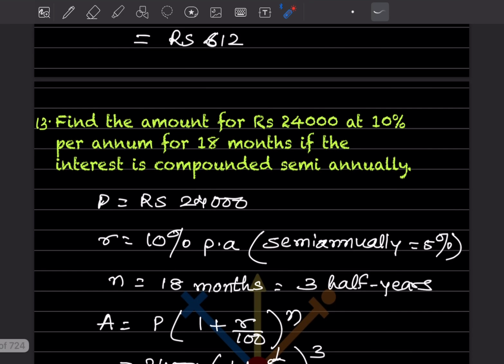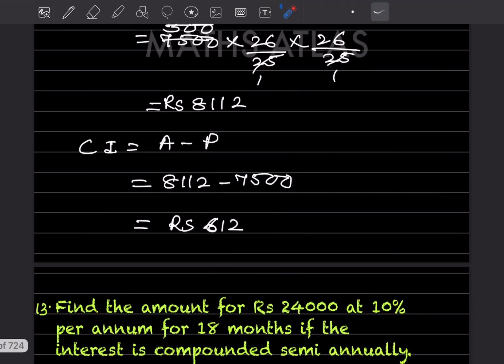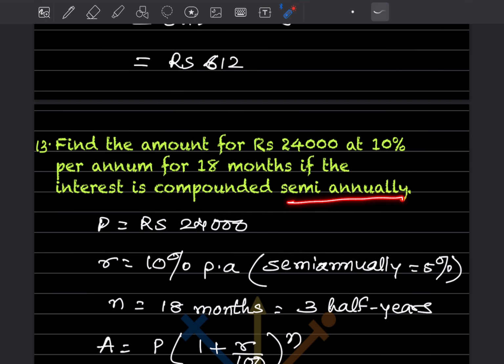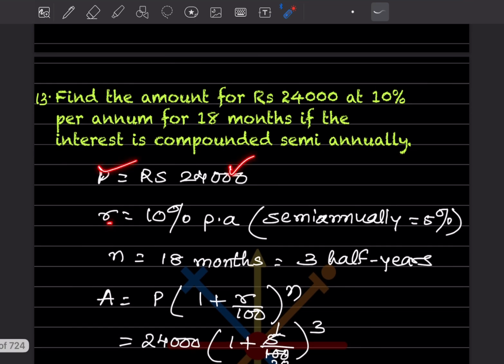Find the amount for rupees 24,000 at 10% per annum for 18 months if the interest is compounded semi-annually. The wording before was half yearly, and this is semi-annually. It's the same as half yearly. So here the principal is 24,000. The rate is 10%, given as per annum. For 1 year that is 10%. Semi-annually means half of it, which is nothing but half yearly. That is 5%.